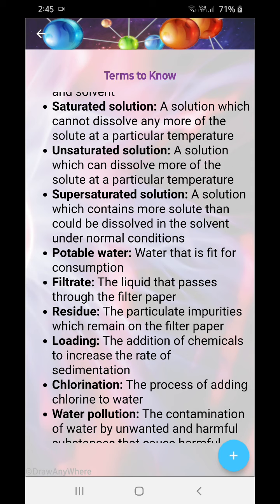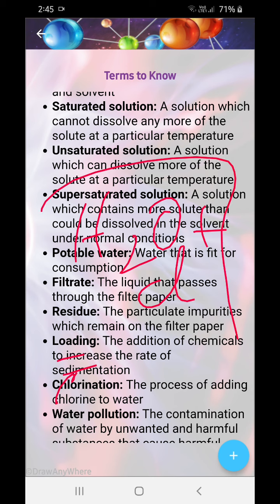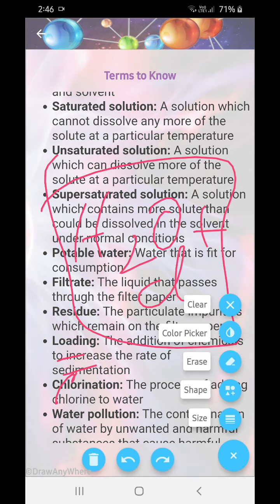Next, chlorination. The process of adding chlorine to water is known as chlorination. Whenever you add chlorine to water, chlorination occurs. This is only a mixture. This is not any kind of compound. Am I clear? This is only a mixture for the purification of water.